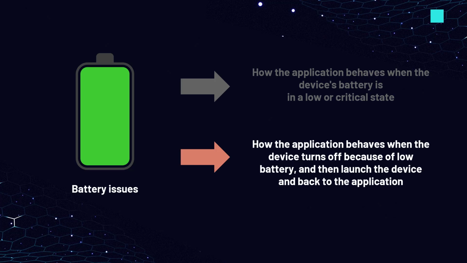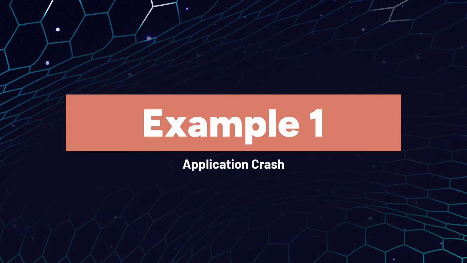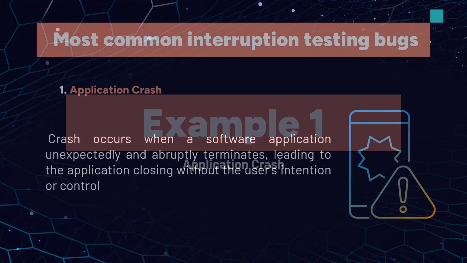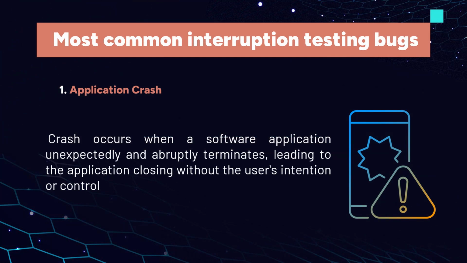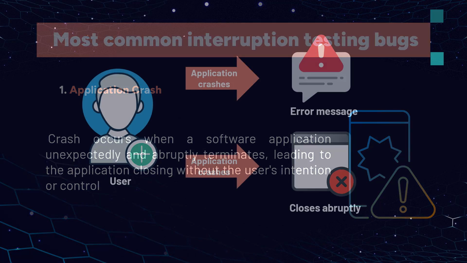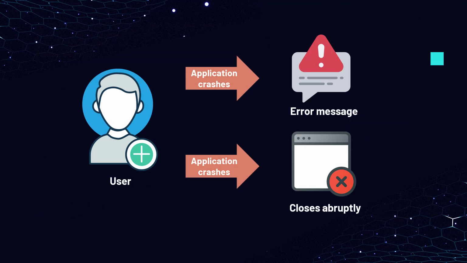Let's take a look at the most common bugs that a QA engineer may encounter during interruption testing. Example 1. Application crash. A crash occurs when a software application unexpectedly and abruptly terminates, leading to the application closing without the user's intention or control. When an application crashes, it typically ceases to function, and users may see an error message or experience the application closing abruptly, potentially leading to data loss and user frustration.